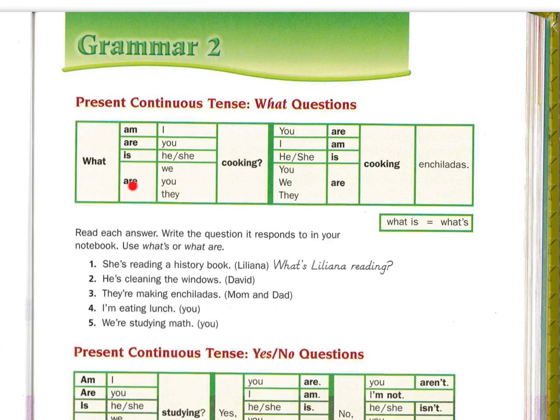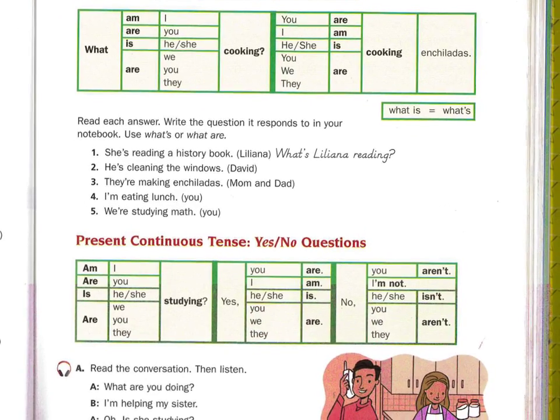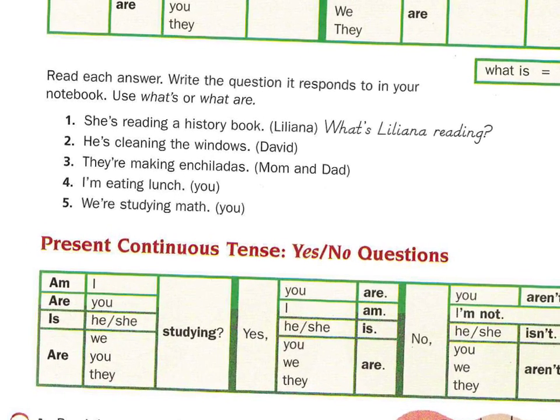Let's do that one again. What are we cooking? You are cooking enchiladas. What are you cooking? We are cooking enchiladas. What are they cooking? They are cooking enchiladas. And drawing your attention here, what is? The contraction is what's. So what's he cooking? What's she cooking? Read each answer. Write the question it responds to in your notebook. Use what's or what are.